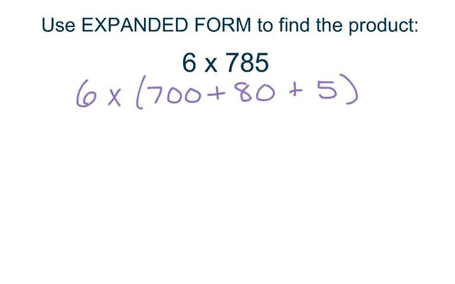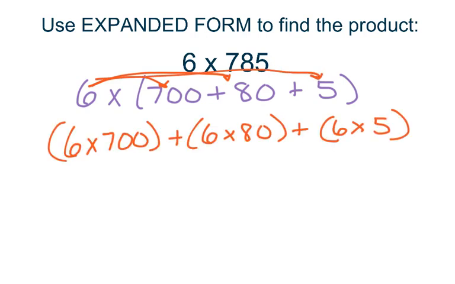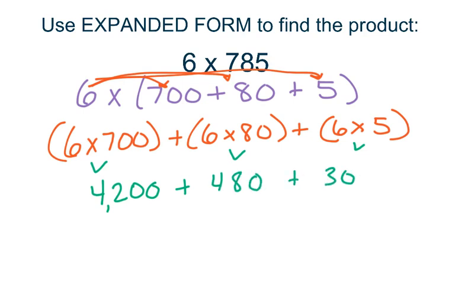Because this problem is a little bit smaller, I don't have to expand 4 place values, I just have to expand 3. 6 times 700 plus 80 plus 5. Now I'm going to distribute my 6 and multiply my 6 times 700, my 6 times 80, and my 6 times 5. My next step is to multiply to find my partial products. So I'm going to multiply 6 times 700, then 6 times 80, and then 6 times 5. So I get 4,200 plus 480 plus 30. And my final step is to add all of these together.